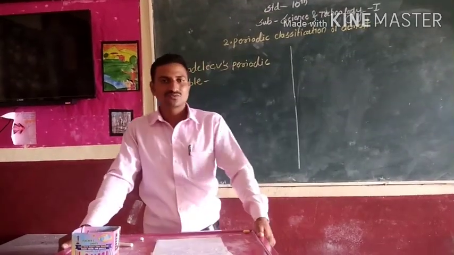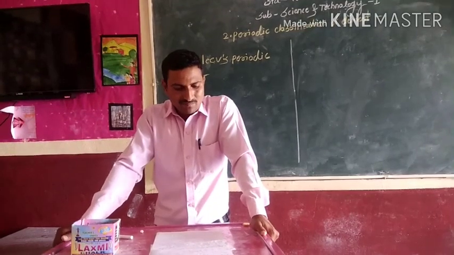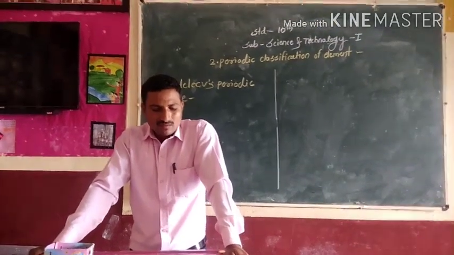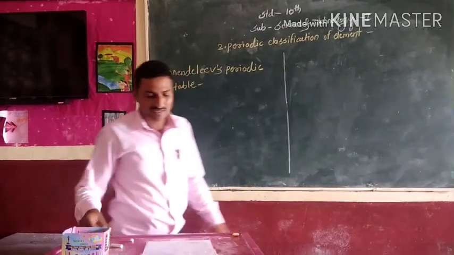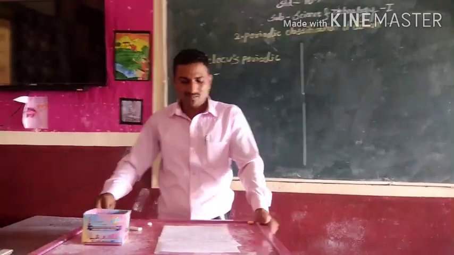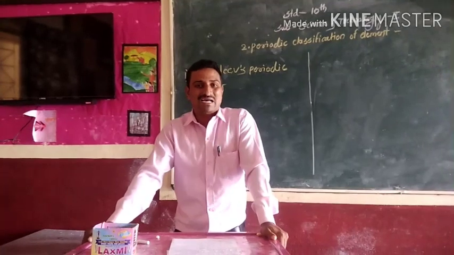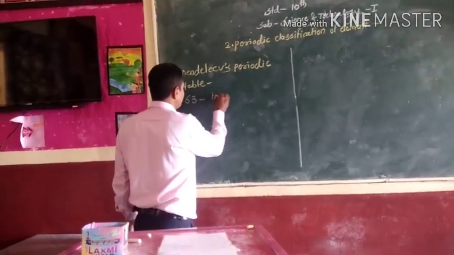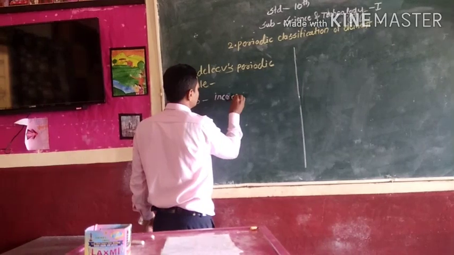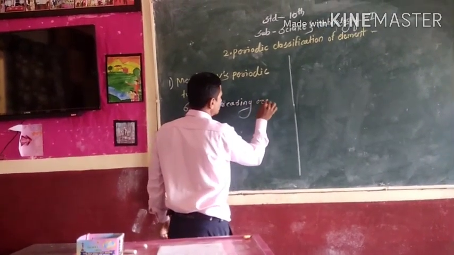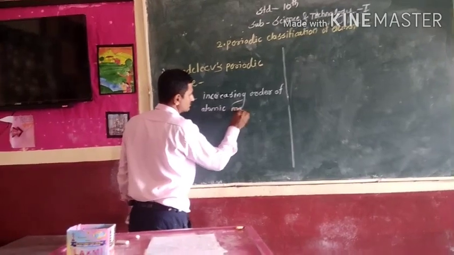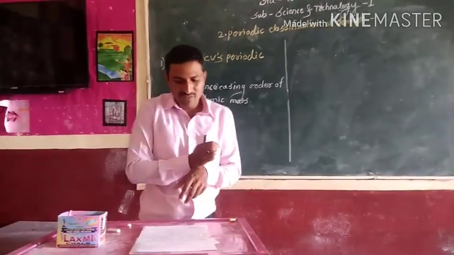The next scientist in the classification of elements is Mendeleev. In the Mendeleev periodic table, he arranged the 63 elements known at that time in increasing order of atomic mass.